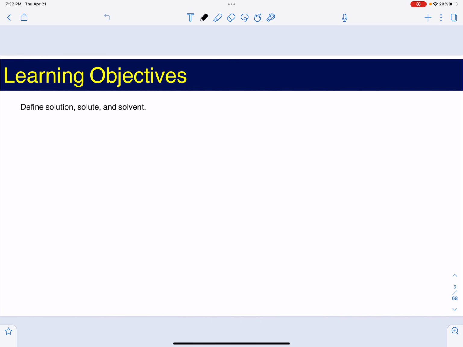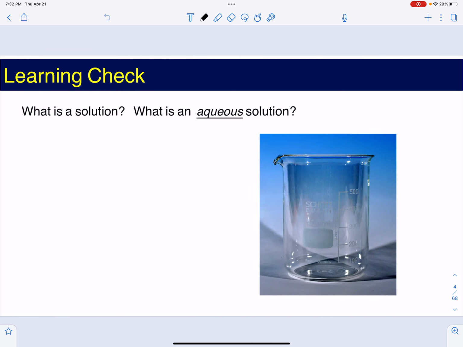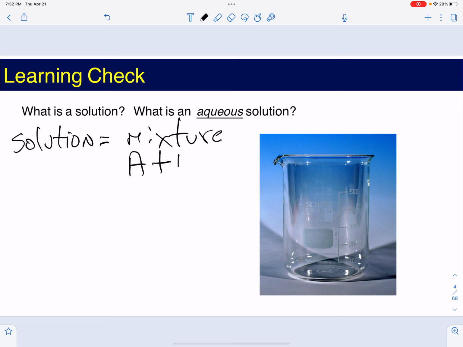So let's begin by understanding what solution, solute, and solvent are. And let's start with this. What is a solution? So you already know this. A solution is nothing more than a mixture, which means you're going to have at least two components.